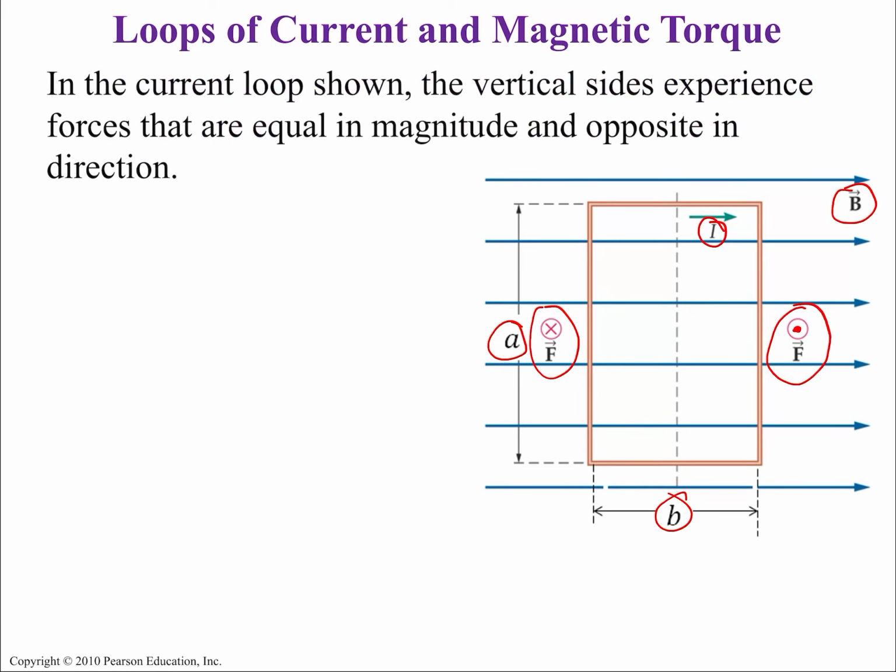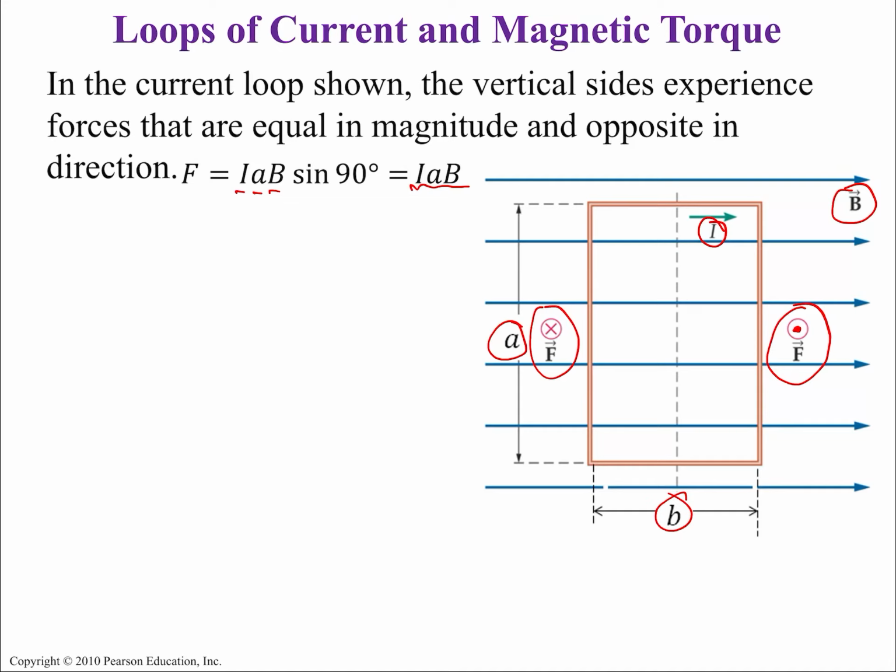All right, so let's write down an expression for one of these forces. It's just the current multiplied by the length of the conductor multiplied by the magnitude of the magnetic field multiplied by sine of the angle, which in this case is 90 degrees. So it's simply IAB, the magnitude of the force.